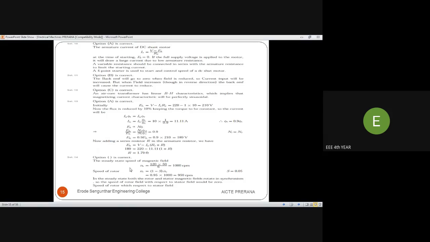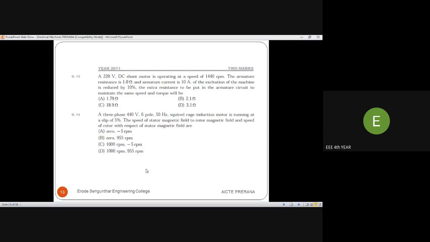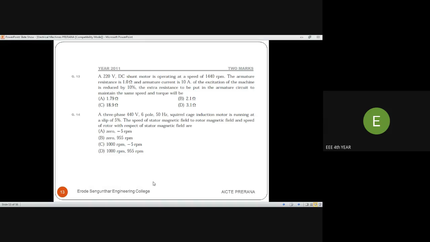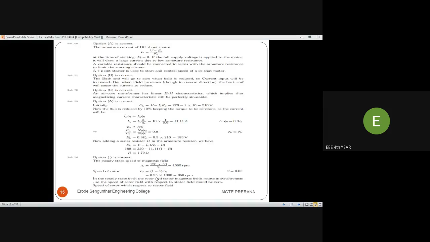Here the synchronous speed of the magnetic field N is equal to 120 F divided by P. The data are already given, so we substitute this formula. We get the synchronous speed of the motor as 1000 rpm. The rotor speed equals 1 minus s into Ns. The slip is 0.05, that is 5%, so that is 0.95 into 1000. We get 950 rpm, which is the actual rotor speed.